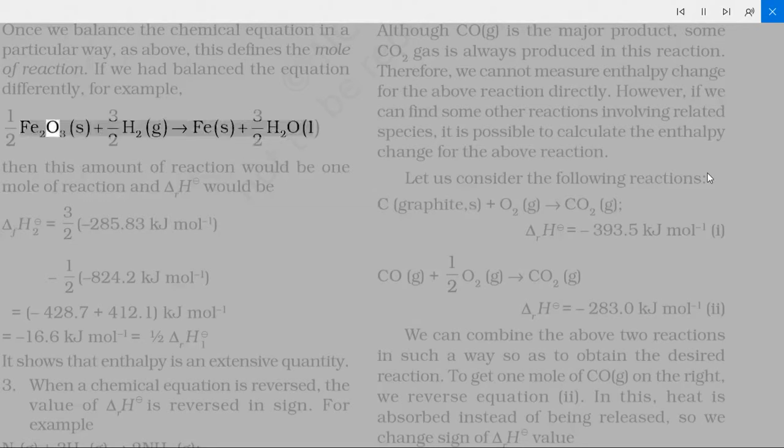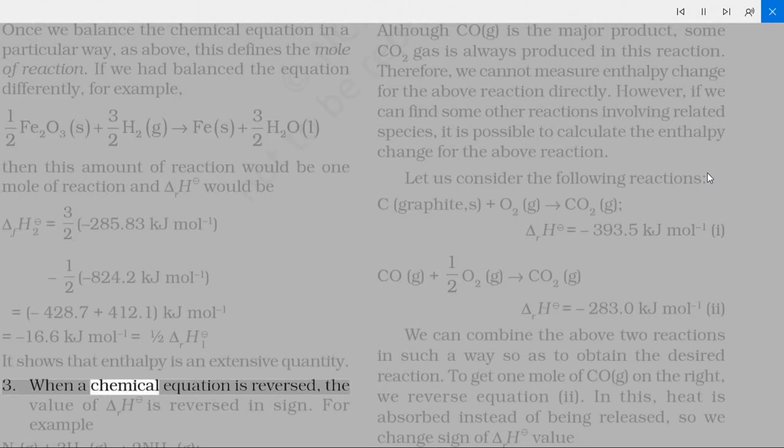1/2 Fe2O3(s) + 3/2 H2(g) → Fe(s) + 3/2 H2O(l), then this amount of reaction would be 1 mole of reaction and ΔrH° would be 3/2(−285.83 kJ mol⁻¹) − 1/2(−824.2 kJ mol⁻¹) = −428.7 + 412.1 kJ mol⁻¹ = −16.6 kJ mol⁻¹ = 1/2 ΔrH°1. It shows that enthalpy is an extensive quantity.